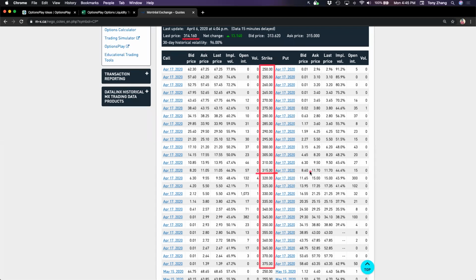So the question is, if you sold the put option, where do you want to choose? Do you want to choose 315, 300, 270, 335, 350? What option do you want to choose on a strike price?